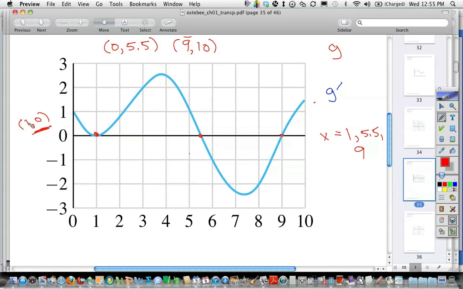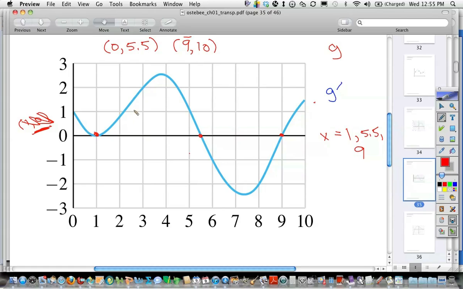The question said, where does G have stationary points? Why would that be wrong to say that? Because on the graph, it's not necessarily on the x-axis. Yeah, where's this point right here? That's on the G prime graph. The point 1, 0 is on the G prime graph. We don't know where the y value on G is when x is 1, right? So it would be wrong to say this anyway. So just say when x equals 1, 5.5, and 9, those are the stationary points of G. Those are the places where G prime equals 0, which means where it crosses the x-axis.